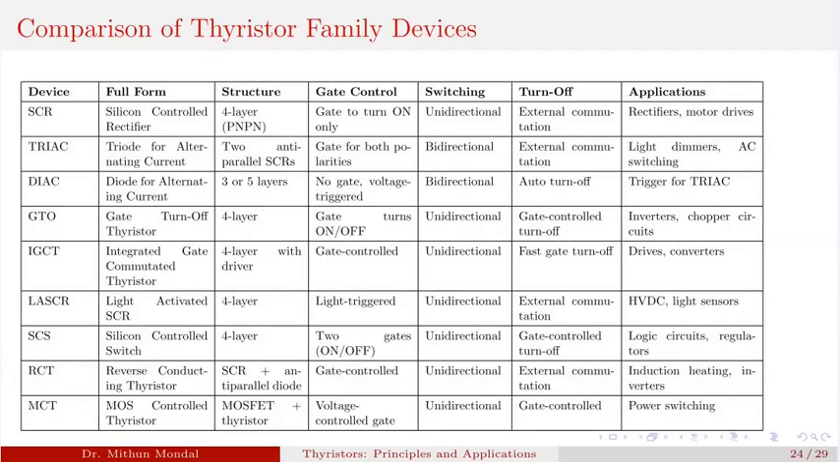This is the entire comparison of various thyristor family devices: SCR, Triac, Diac, GTO. There is another one, IGCT, which is the integrated gate commutated thyristor.